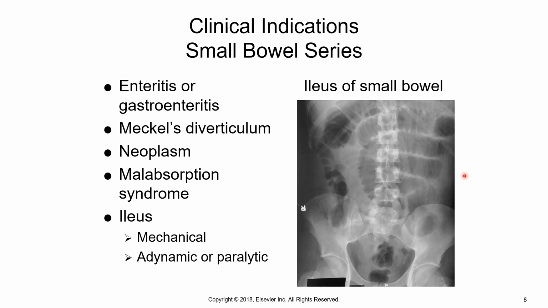When we look at a small bowel series or an SBS, some of the clinical indications or the reasons why a patient might have this could include enteritis or gastroenteritis, meaning inflammation of the small intestine or inflammation of the stomach and small intestine, Meckel's diverticulum, a neoplasm, malabsorption syndrome, meaning that there is not good absorption, or ileus, which is a mechanical obstruction, and it can be either adynamic or paralytic.